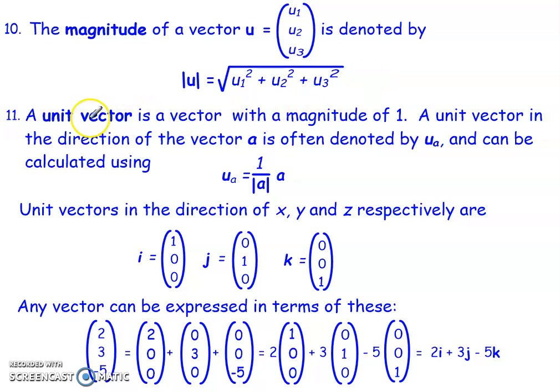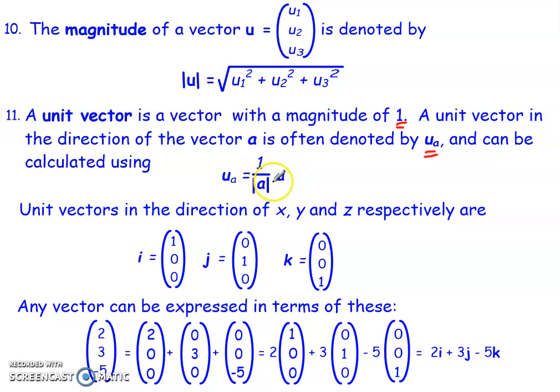Now the next thing we have to think about is what's called a unit vector. Now this is a vector with a magnitude of 1, so a single unit. Now a unit vector can be in the direction of vector A. It often gets denoted by uA, so written in this format here, and the unit vector there, uA, is calculated using this relationship here. 1 over the magnitude of A times A.